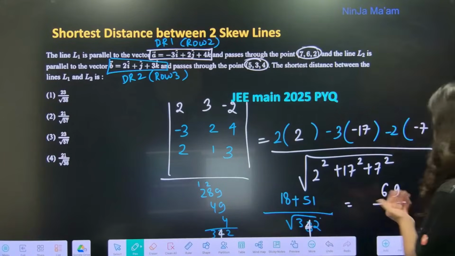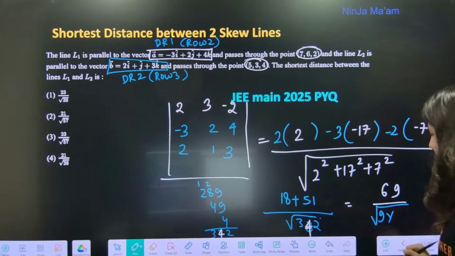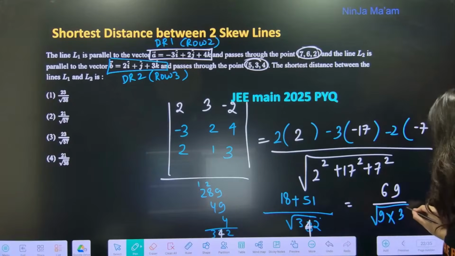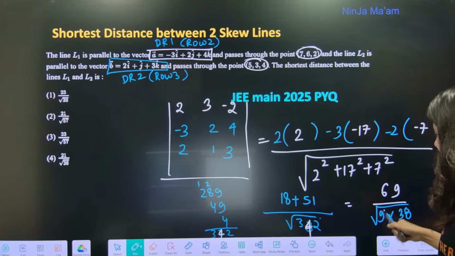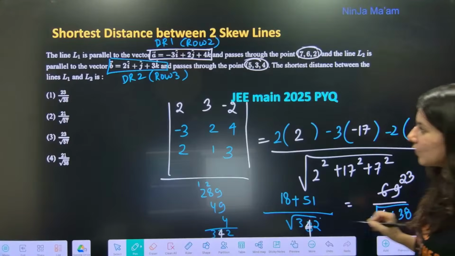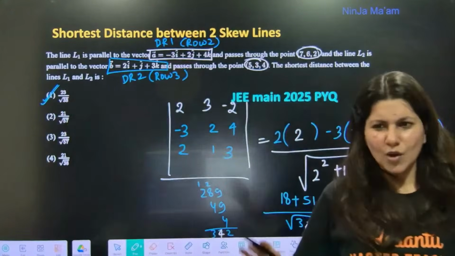Yes, actually you can take 9 common. So 9 into, 9 3s are 27, and 72, so this is 8. Correct. So this is 3. So 3 1s are 3, 3 2s are 6, 3 3s are 9, 3 by root 38. 3 by root 38, option A. Can you see? Not a very difficult question.